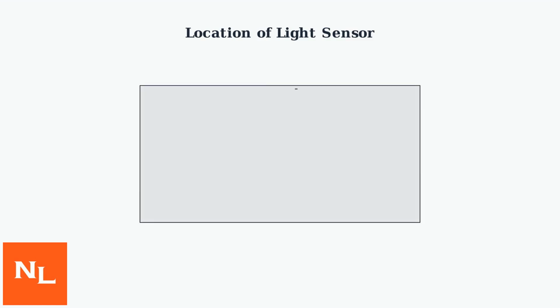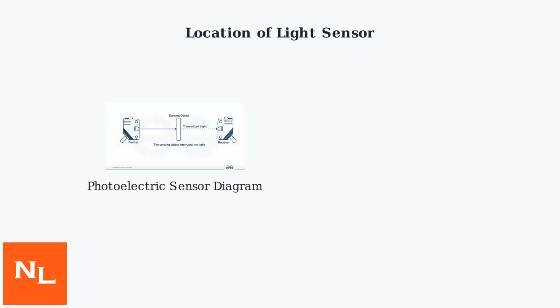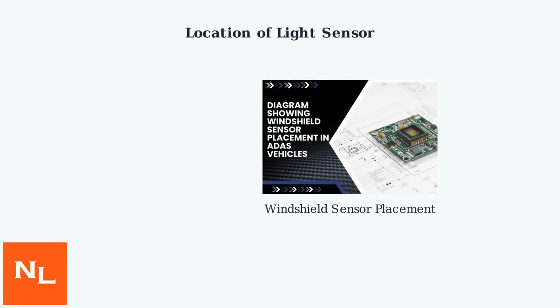The photoelectric light sensor is typically located on the windshield near the rearview mirror. This sensor detects the ambient light level and signals the system to activate or deactivate the headlights. This diagram illustrates how the photoelectric sensor works with an emitter and receiver. This shows the typical placement of the sensor in ADAS vehicles near the rearview mirror.